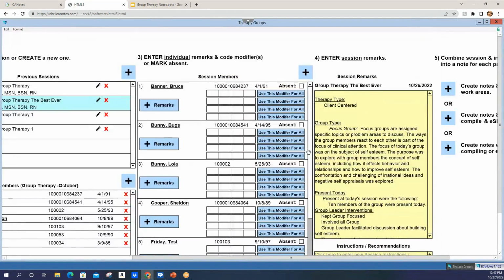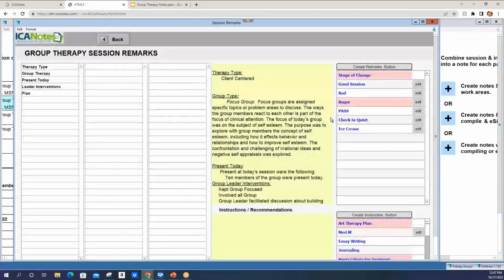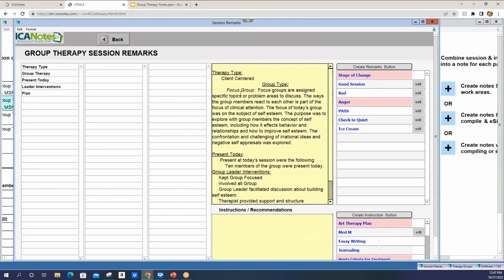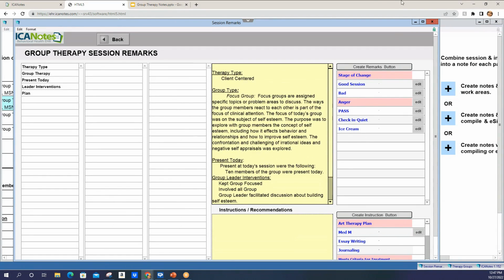Now, this part goes on everybody's note. And as you can see, I can format that however I want. I can also add my own templates in. So if you have certain templates, you can throw your own templates into our create remarks button. So I can go in here and say, I love chocolate, like an unhealthy obsession with chocolate.